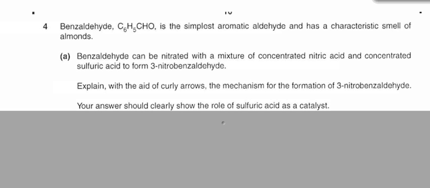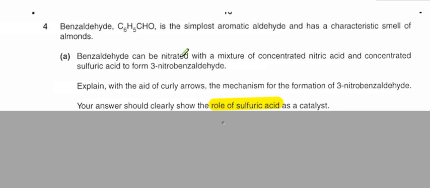F324 June 12 question 4. So in this question you've got 6 marks on part A to draw the mechanism for the nitration of benzaldehyde, and you must show the role of the sulfuric acid as the catalyst.